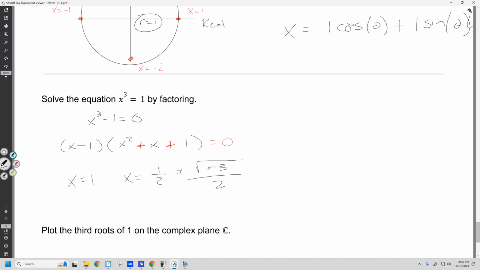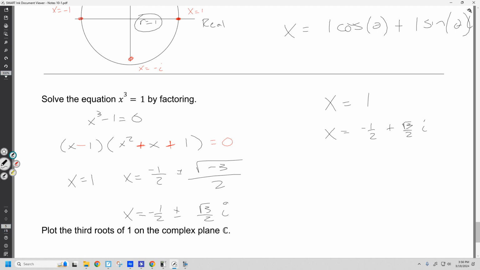Now, we get negative a half plus or minus the square root of negative 3. I'm going to write it as an imaginary number: root 3 over 2i. And here are my 3 solutions. x equals 1. Turns out negative 1/2 plus root 3 over 2i cubed is 1.